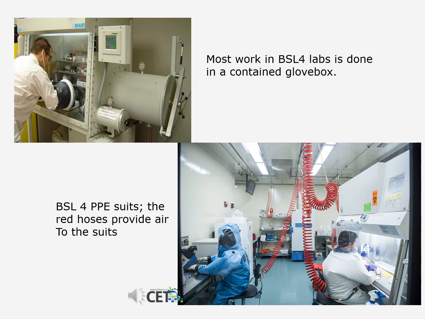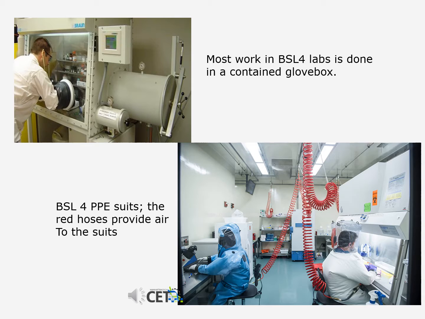Most work done in a BSL-4 is done in a contained glove box. The image on the top right is a good image of a glove box. It just shows how there are actually gloves in the sash of the safety cabinet, and you need to reach through those to manipulate the items inside.